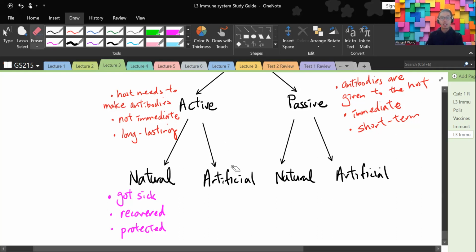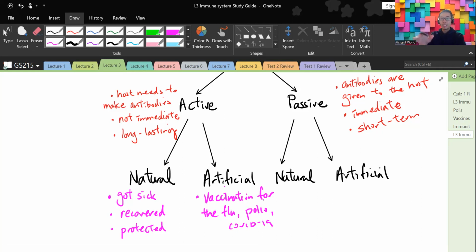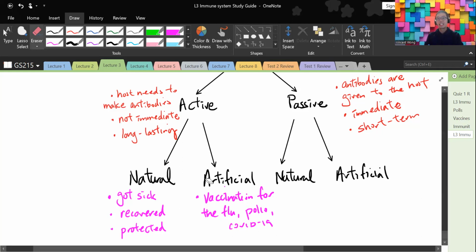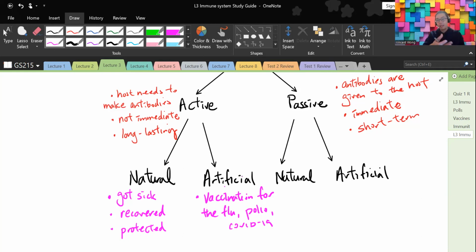So that's an example of artificial active. Okay, that is receiving a vaccination. So vaccination for the flu, right? For polio, right? For COVID-19. These are all examples of artificial active. You are still the one who's making the antibodies, okay? But you are deliberately exposing yourself to these foreign antigens through the vaccination. That's why it's artificial, right? Okay, you're not catching it by natural means.